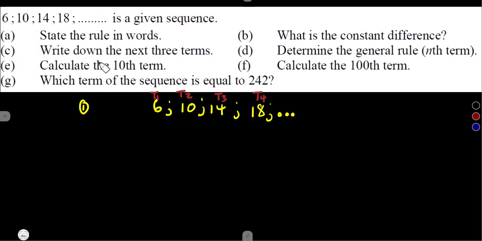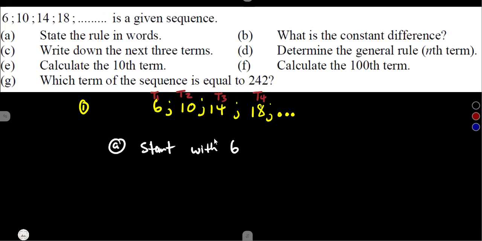State the rule in words. So here, tell us what is happening from here. If we start with 6, because we're going to say our 6 is our first term, T1. First position, second position, third position, fourth position. So we are saying we're going to start with the 6 as our first term. So in words, we start with the 6.